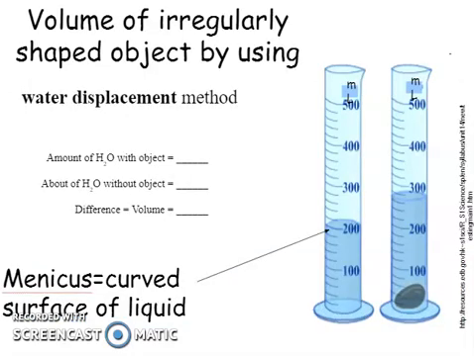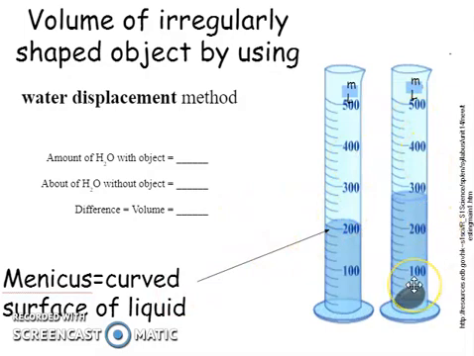Now, to get the volume of an irregularly shaped object, we have to use something called water displacement. Okay, now, when I say irregularly shaped, that's something that does not have a defined length, width, and height. Therefore, what I do is I measure in a graduated cylinder a certain amount of water, a starting point. So in this one, it looks like it's at 200. So the amount of water without the object is 200. Okay. Remember, we're looking at the meniscus, which is the curved surface of the liquid.